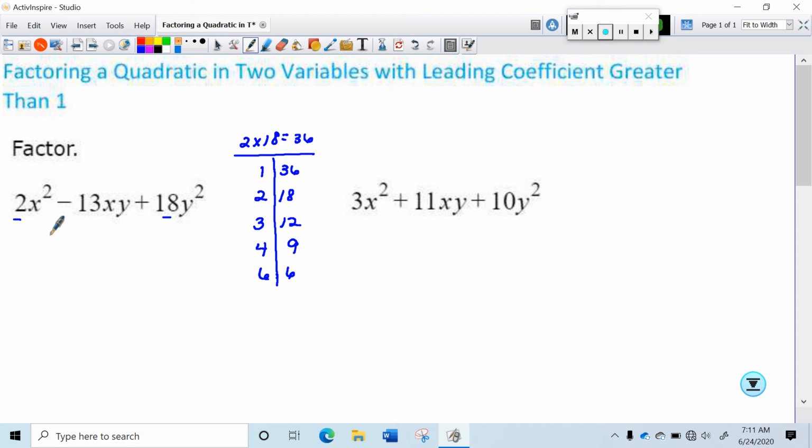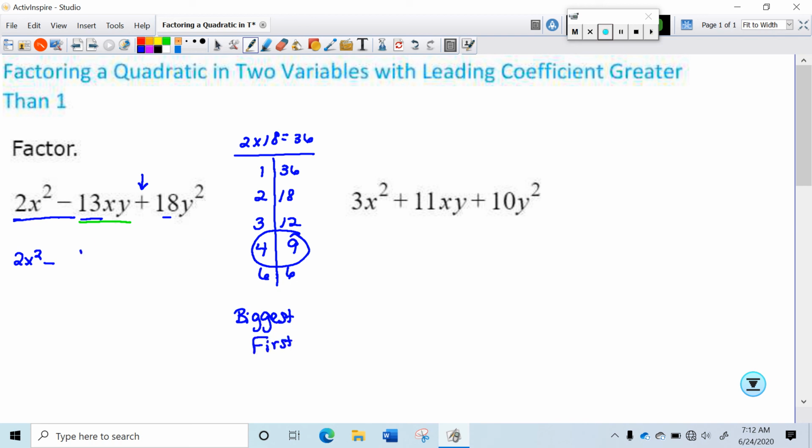Now I want to bring down the first term and the sign after it. Now I'm going to take this one and split it up with the factors over here. And here's how you do that. You want to work backwards. You want to add to get 13. So that would be 9 and 4. You always want to do the biggest one first.